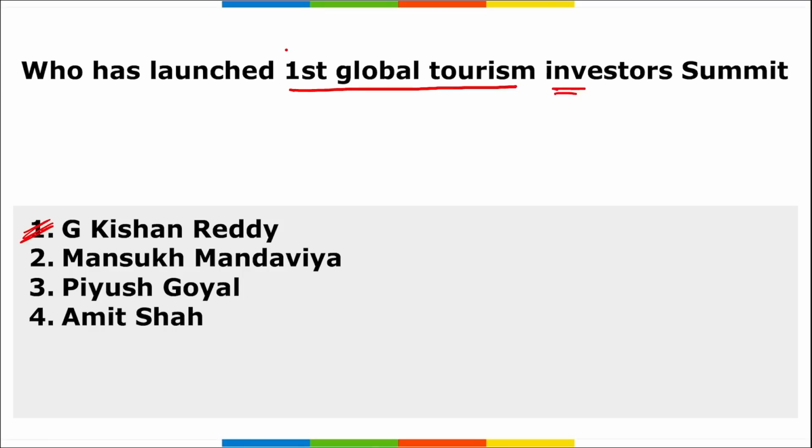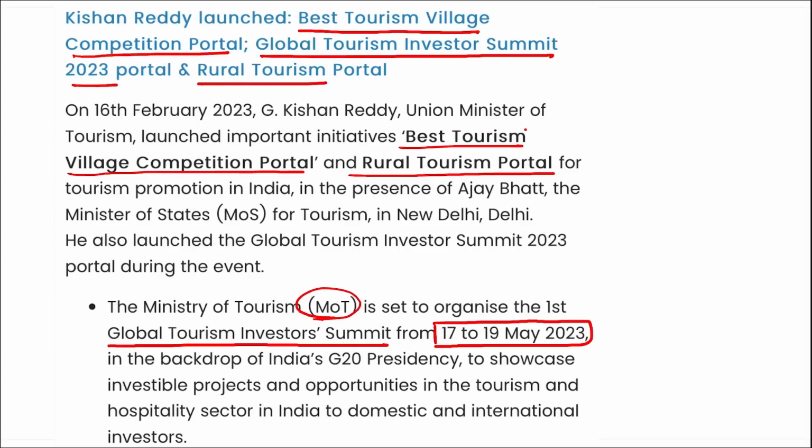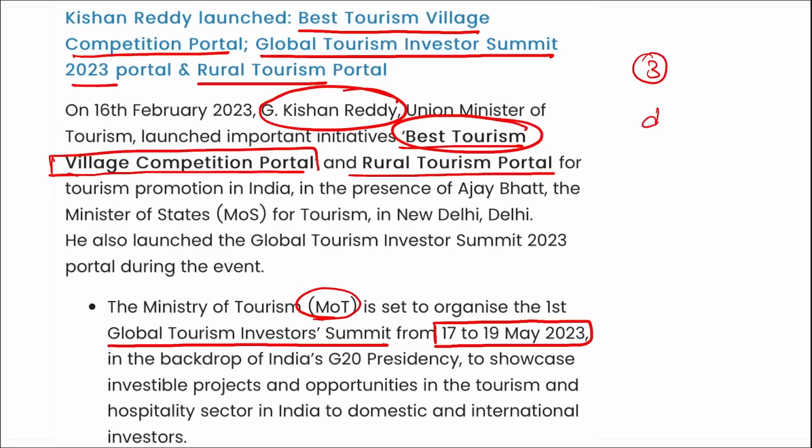So, coming back, remember the first Global Tourism Investors Summit, or we can say the Best Tourism Village competition, and a portal and a rural tourism portal for the same was launched by which state government, or which person or which ministry? If the ministry is asked, Ministry of Tourism, and if the name of the person is asked, then remember G Kishan Reddy. Either way, the question can also be asked that the Best Tourism Village competition portal was launched by which ministry? It is the Ministry of Tourism, and the name of the person is G Kishan Reddy, who launched this. And the Best Tourist Village competition will be organized in three stages, that is district level, state level, and national level.